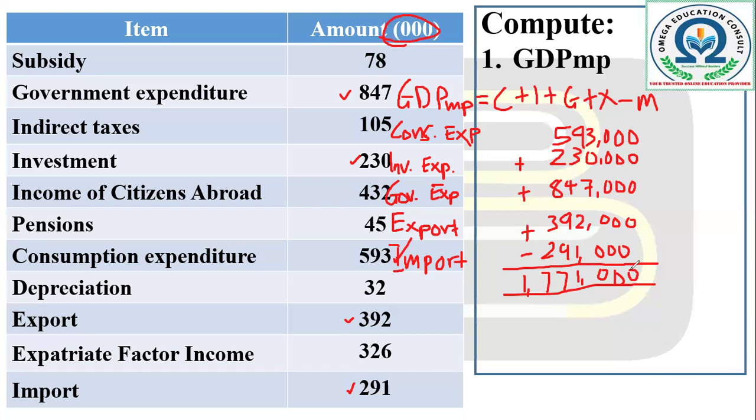So GDP MP. Okay, bravo. If you got it right, excellent work done. Okay, so let's move on to the next step. So that's the first step. The next step is this.